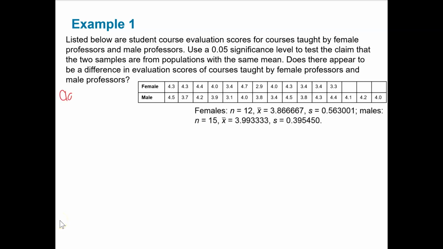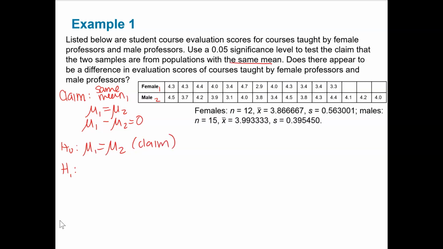So the claim here is that they have the same mean, or that the difference between the means is 0, right? So we can call the females population 1 and the males will be 2. What we're basically saying is that the means are the same, or that the difference is 0. There is no difference. So when we look at the null hypothesis, that is our claim, right? That the means are the same. So that's our claim. And then not equal to would be our alternative hypothesis. So let's go into our calculator.